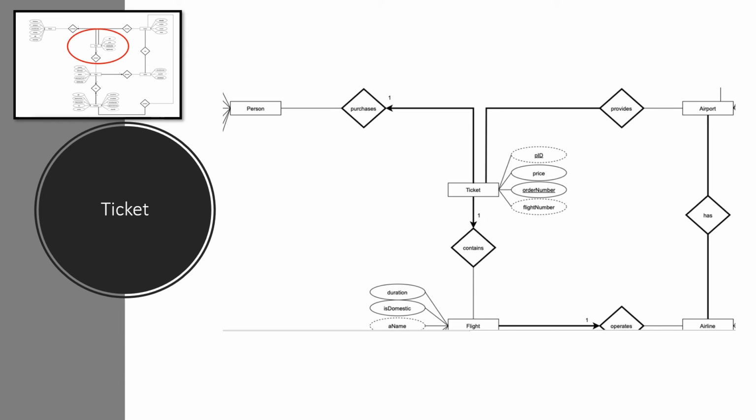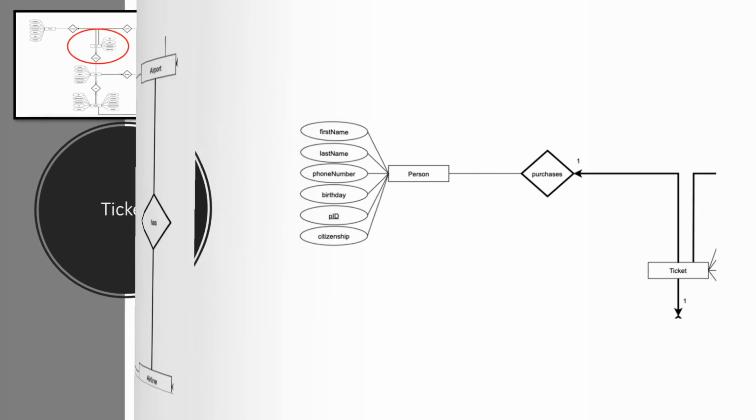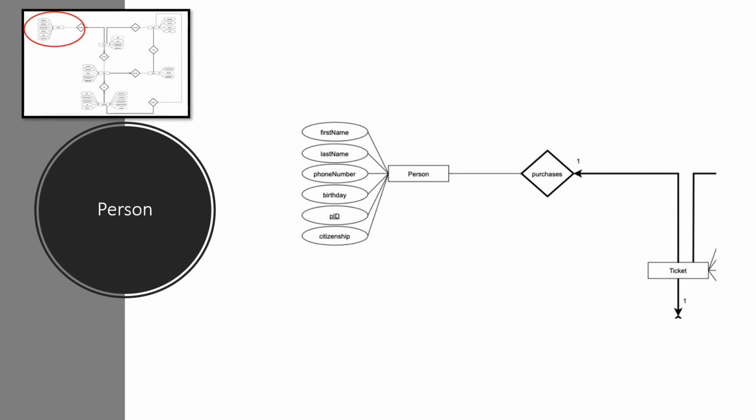This brings us to the final entity in our ER diagram. The person entity represents the user and important information associated with them that is needed to book a flight. This information consists of the person's first name, last name, phone number, birthday, PID or personal ID number, and the person's citizenship. The person entity must have a many-to-one relationship with the ticket entity through the purchase of a ticket and ultimately the booking of a flight.